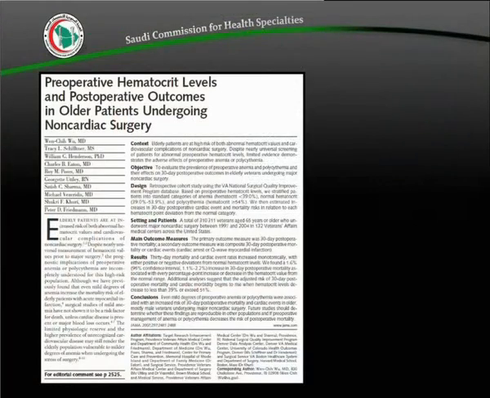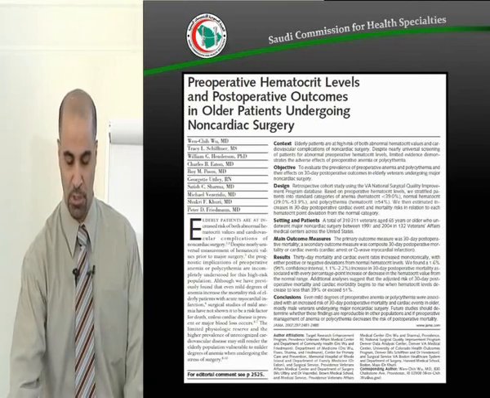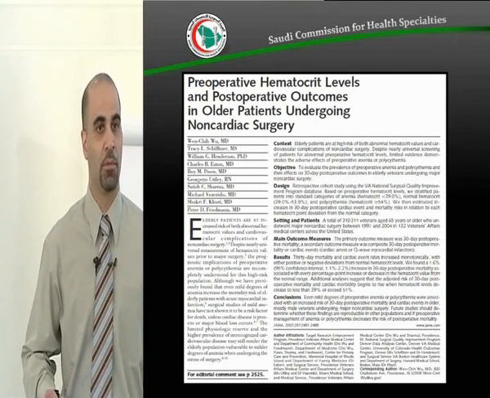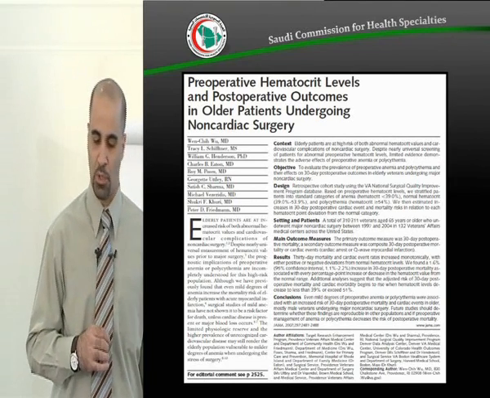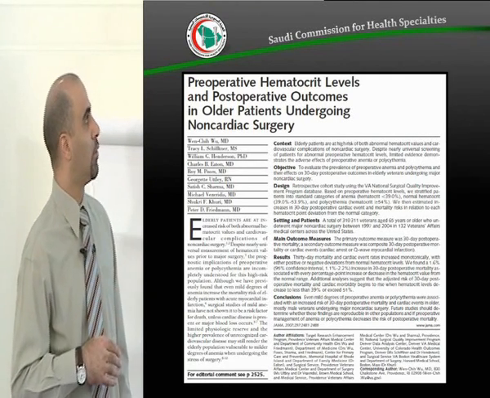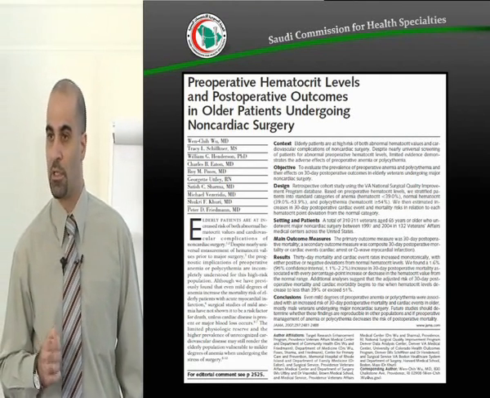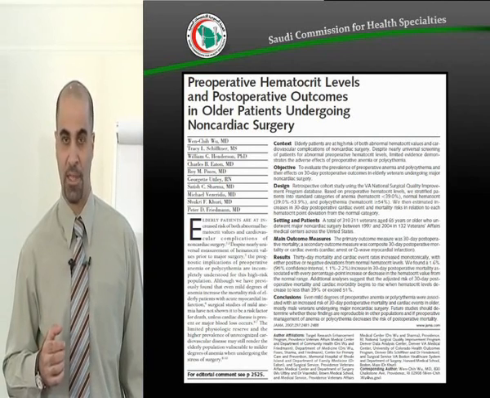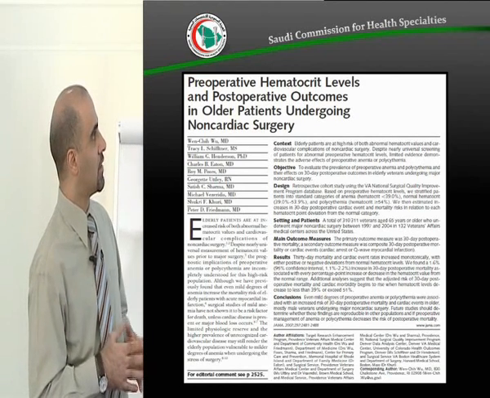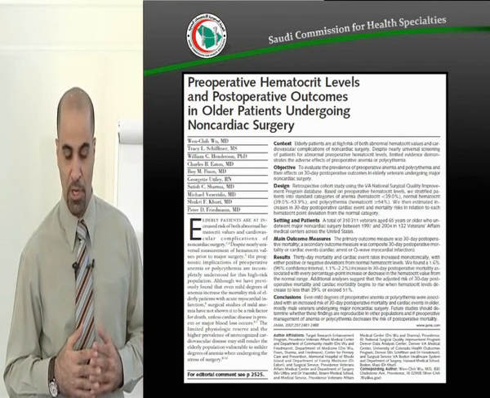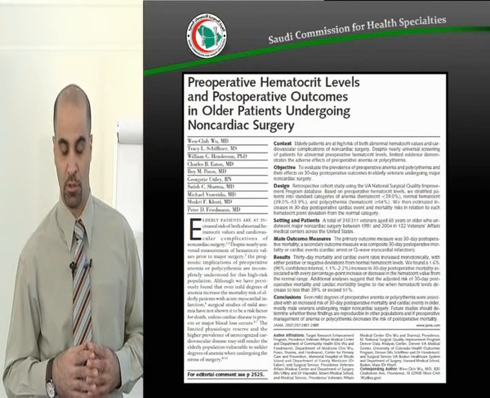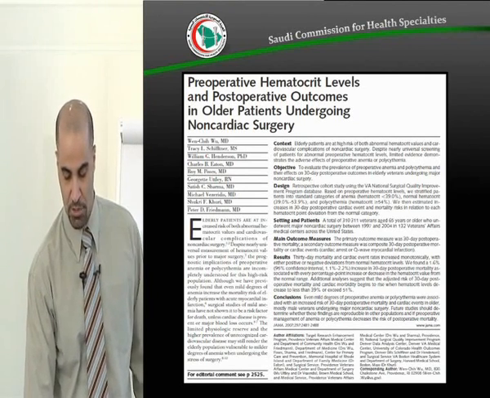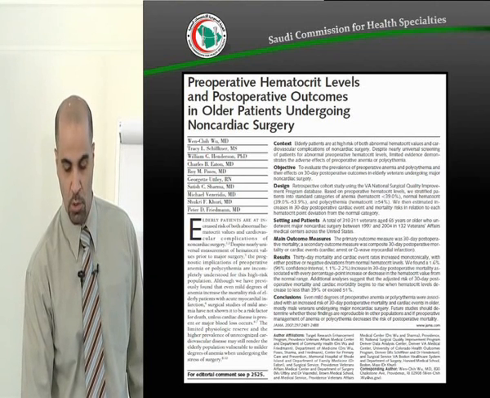I'm positive that all of you have read articles before in the medical literature, and you have downloaded articles, read them, and incorporated them into your practice. But I would like to dissect a little bit the following article and highlight the important things that we have to look for in any article published in the medical literature. As an example, I will take this paper. It's called Preoperative Hematocrit Levels and Postoperative Outcomes in Older Patients Undergoing Non-Cardiac Surgery. This paper was published in JAMA, and these are the co-authors.